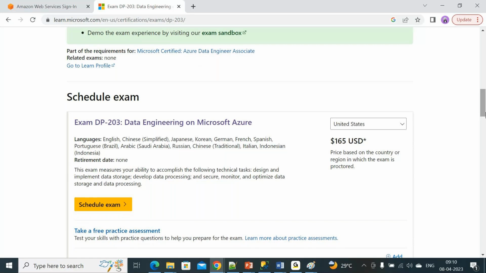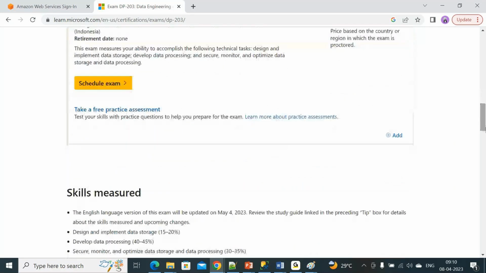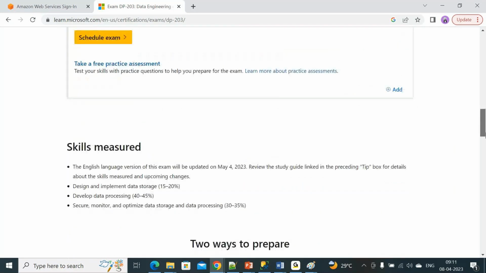Will you provide dumps also for the certification? Dumps means, madam, they will change. I can't assure you. Today there will be one dump, and after the course it may be another dump. See, the English version exam will be updated on May 4, 2023. So when we complete the course, the dumps may change again. But at least previous ones you can share, right? Yeah, previous ones we can share, madam.